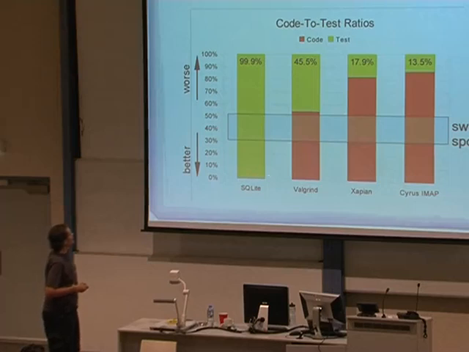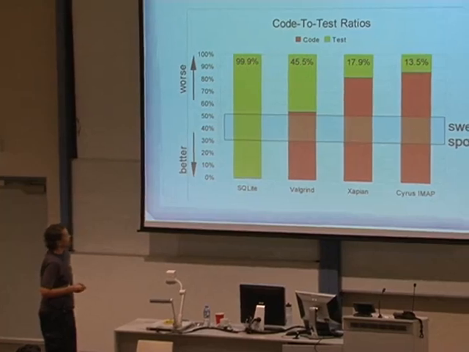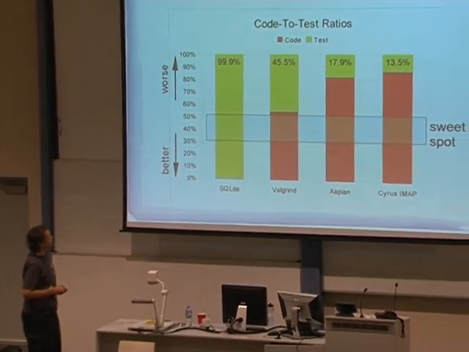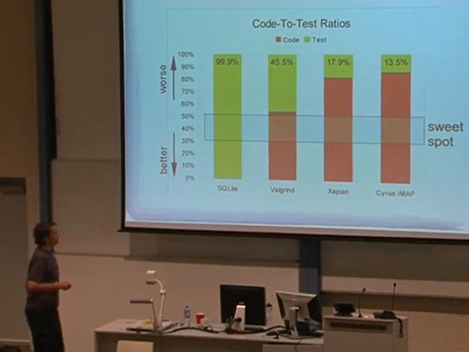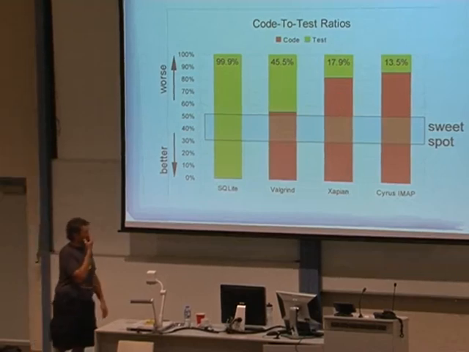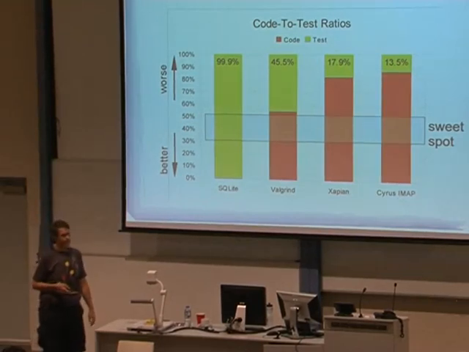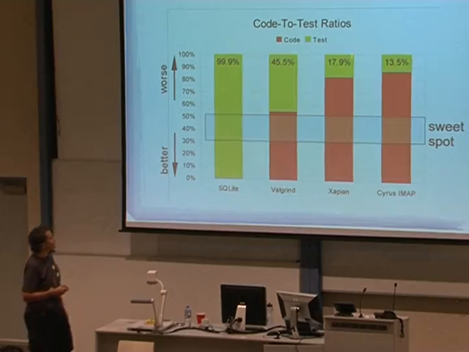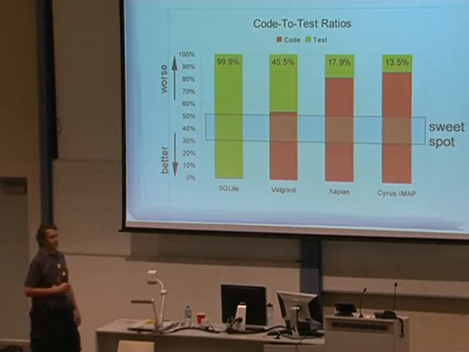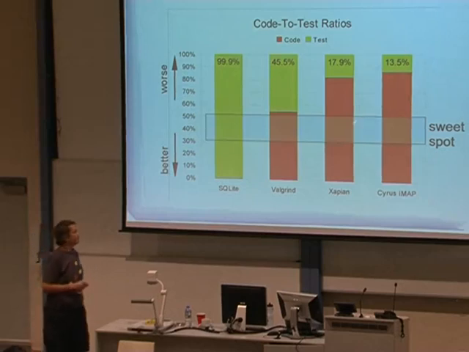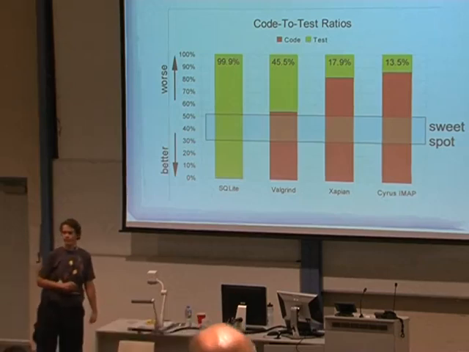Anyway, so this is Valgrind. It's actually pretty close to the nominal sweet spot. This is Xapian, which is a C++ search library that I've been dealing with recently that I happen to have a repo lying around on my disk. It's not so well tested. And here's Cyrus, the thing that actually stores emails and runs our entire business, which after 2 years of my work is now up to 13.5%.